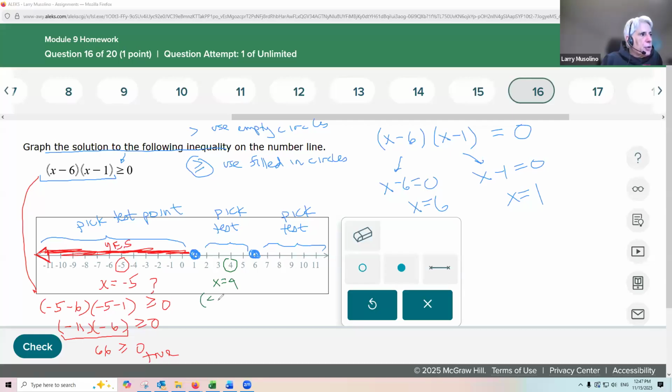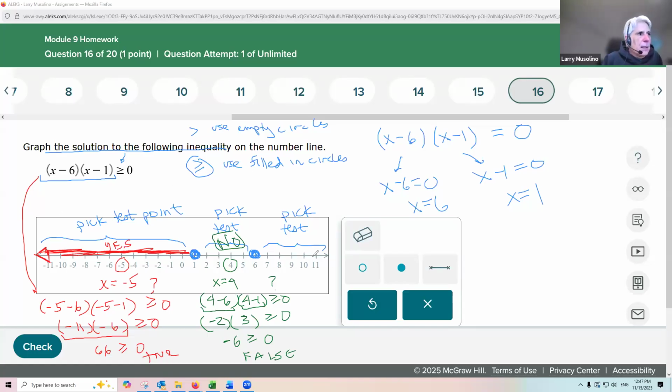It would be 4 subtract 6, 4 minus 1. Is that greater than or equal to 0? 4 subtract 6 is -2. 4 subtract 1 is a 3. But this is -6. -6 is not greater than or equal to 0. This is false. That means do not include this middle section. It's not true.